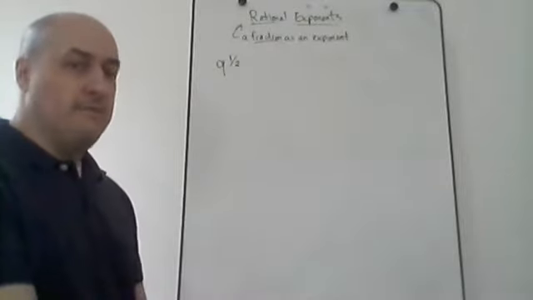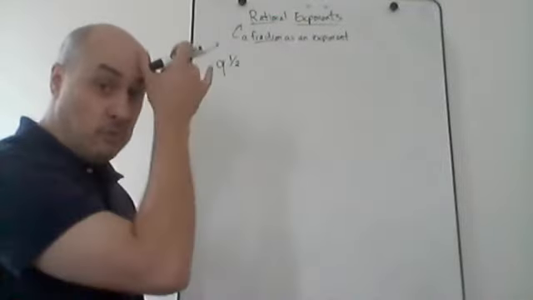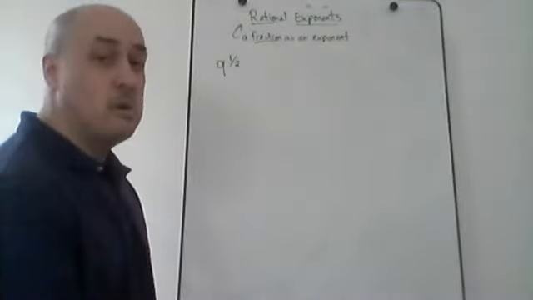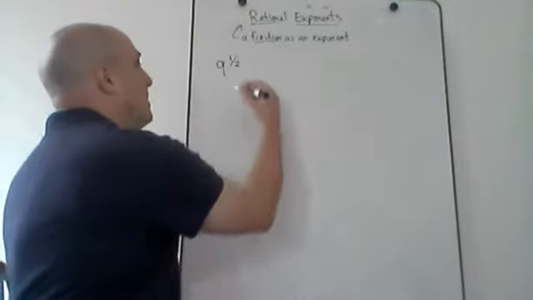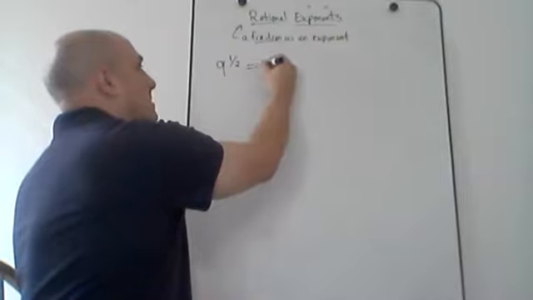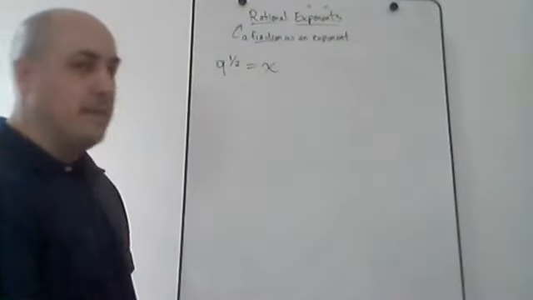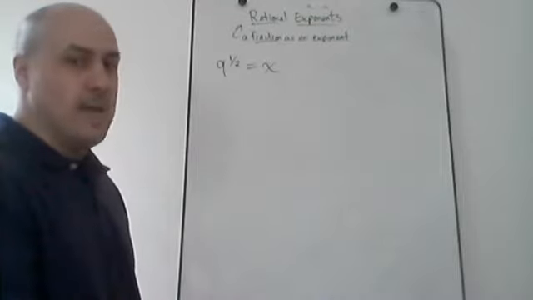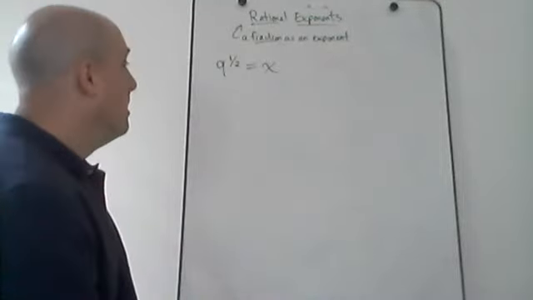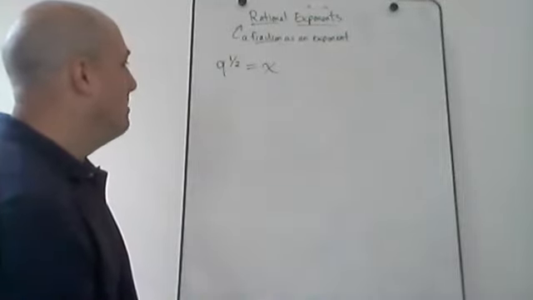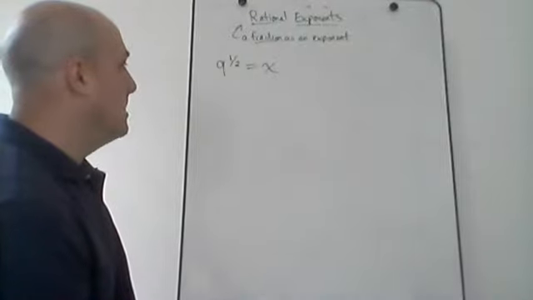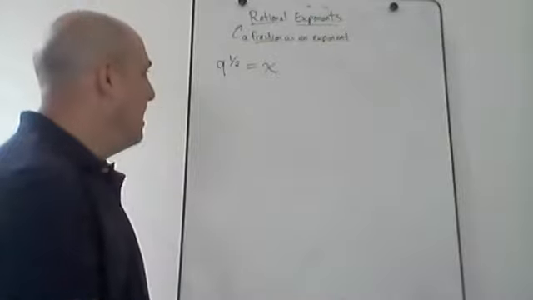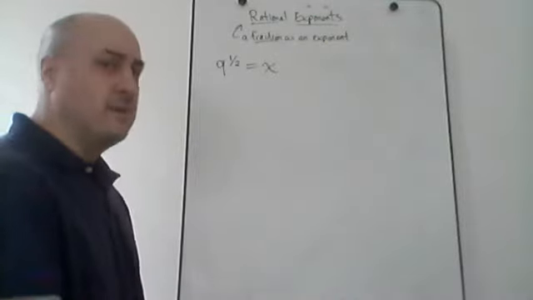So let's just try to figure out what this is, and then we'll look at what the actual definition of it is. So 9 to the 1/2 power, I don't know what that equals, but it's got to equal something. So let me just say it equals x. And then we'll try to figure out what x is, and we'll go from there to figure out the meaning of 9 to the 1/2 power. If 9 to the 1/2 power equals x, and I want to figure out what x is equal to, we have to be a little bit clever here to figure this out.